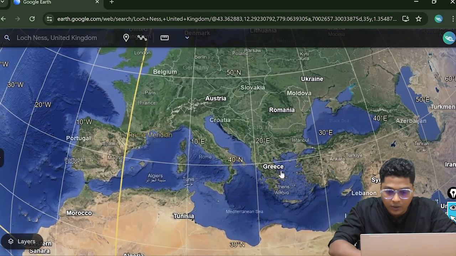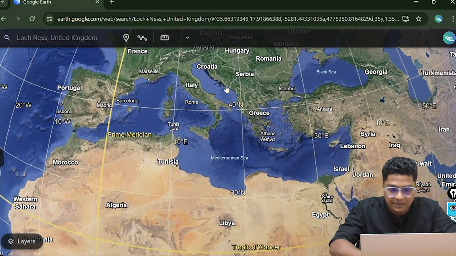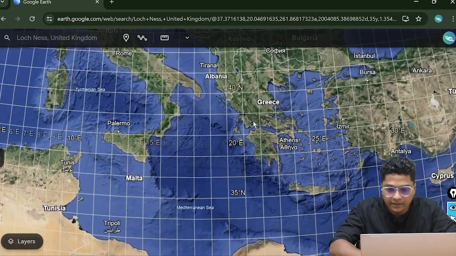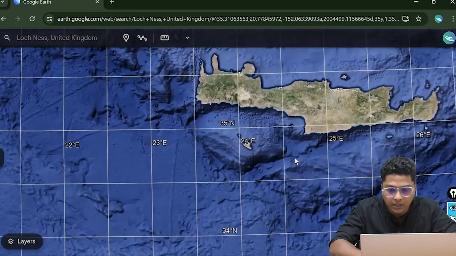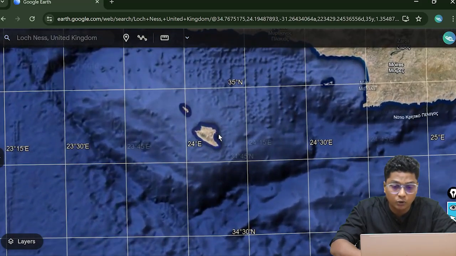And when we look at this region, you can see this island nation here is Greece, and these islands are also here, and this particular island here, Gavdos, right?